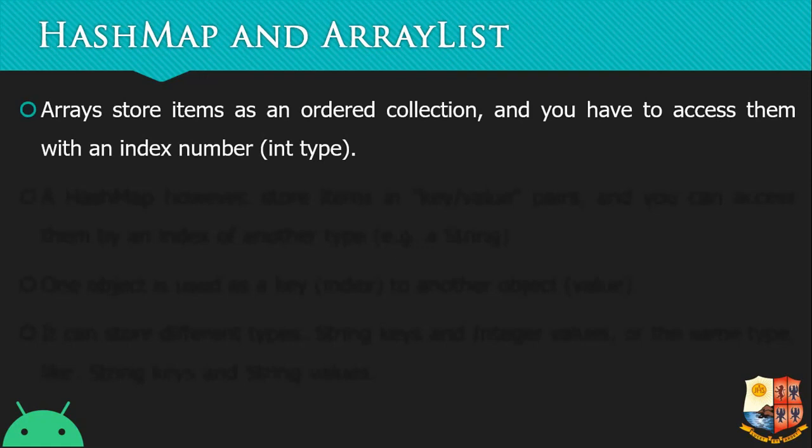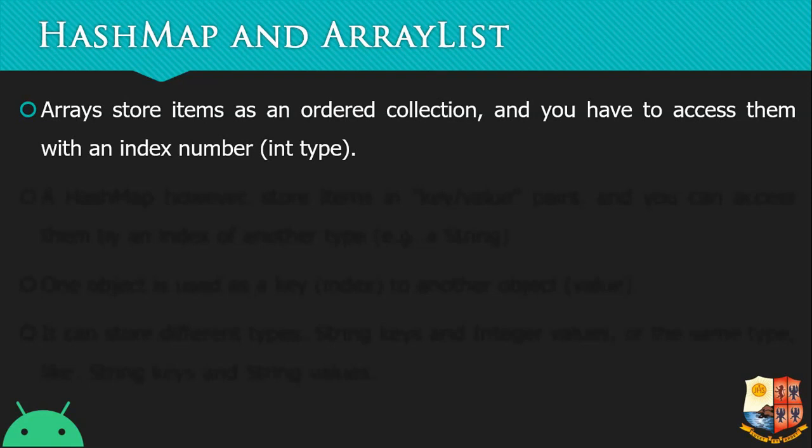They are an ordered collection. How do you say it's an ordered collection? Because they have an index number, which obviously will be in order. It starts with 0 and it goes 1, 2, 3 like that. So order is automatically established when you try to store items in an array. Okay, that is something which we already know, isn't it?